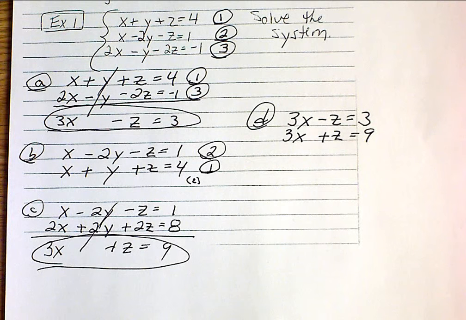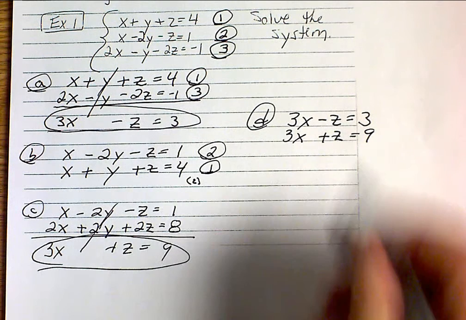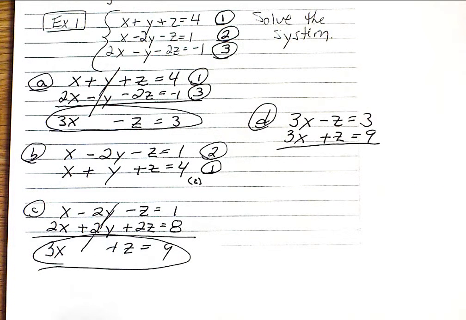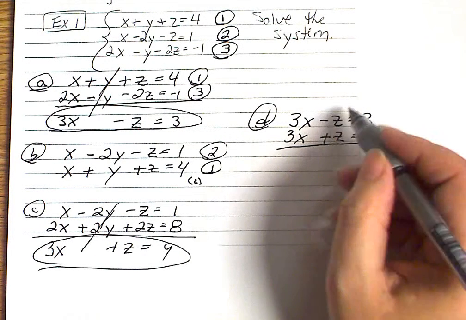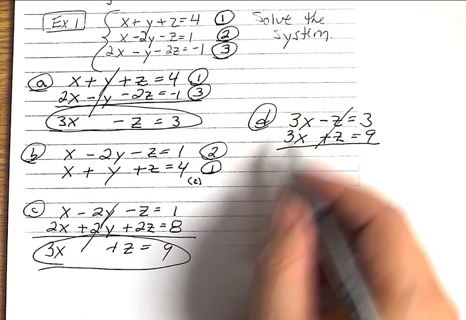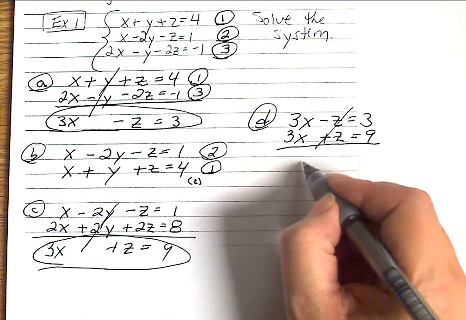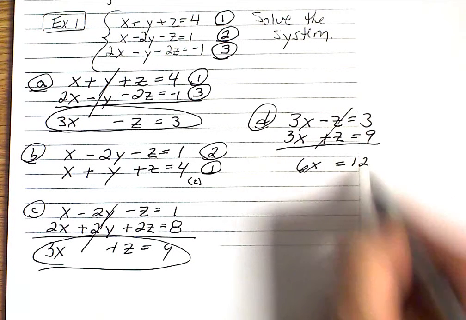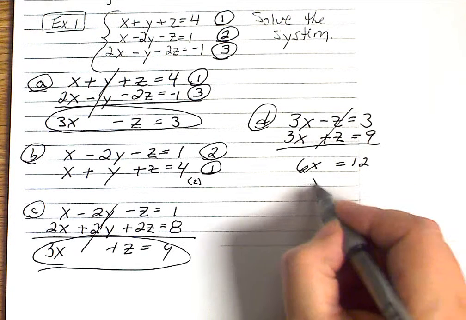What do you guys notice? The z's are going to cancel out. Because these are going to cancel out, we don't have to multiply. If they didn't, then you'd have to multiply by something. But they are going to cancel out, so we're going to cancel those out. So we have 3x and 3x gives me 6x is equal to 12. So x is 2.